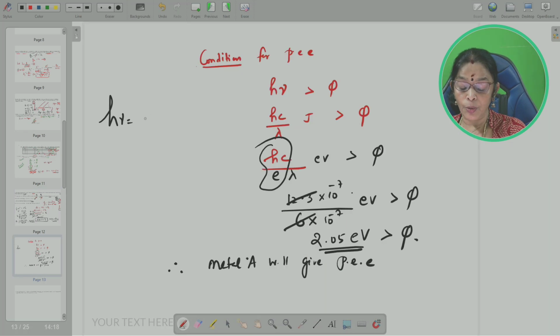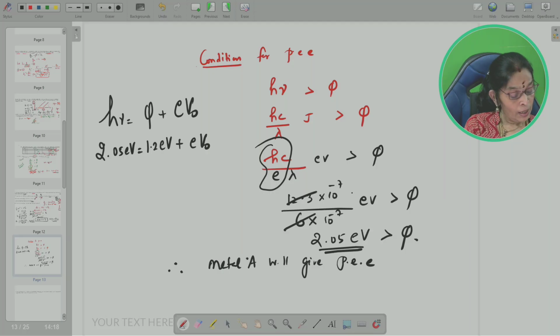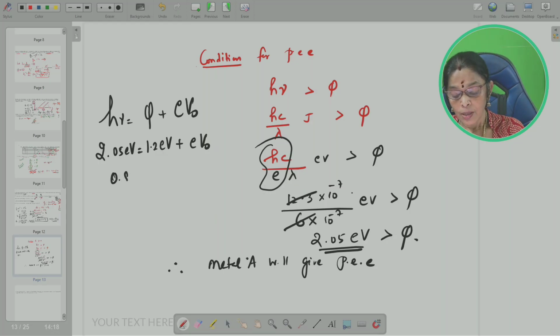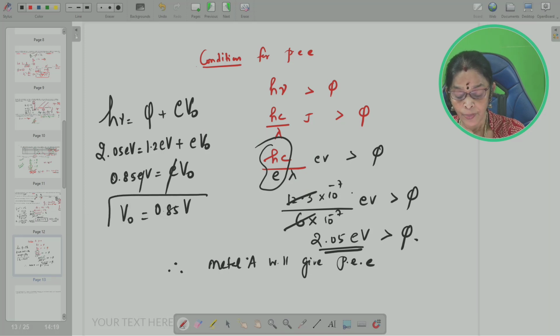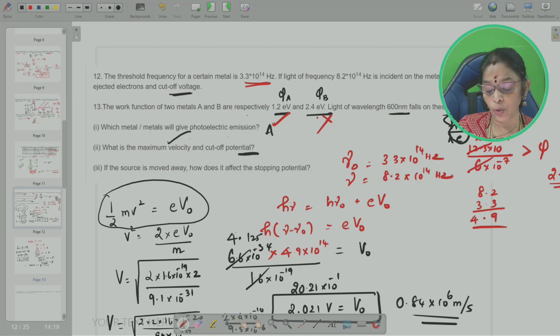So h nu is equal to phi plus eV naught. What is h nu? 2.05 eV. And what is work function? 1.2 eV, plus eV naught. What is 2.05 minus 1.2 eV? 0.85. So 0.85 eV is equal to eV naught. e gets cancelled, therefore V naught is equal to 0.85 volts. So we found out the cutoff potential. By knowing this cutoff potential, you can find out the maximum velocity. The same method, I am leaving it to you, you can do it.